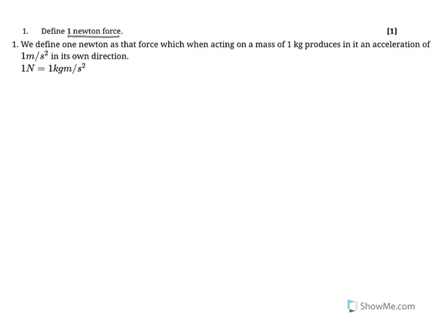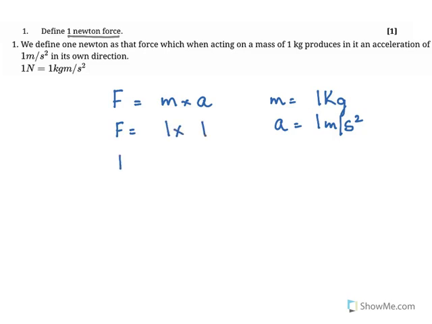Define 1 Newton. The formula for force is F equals m into a. So if mass is 1 kg and acceleration is 1 meter per second square, then F equals 1 into 1, and F is 1 Newton. So 1 Newton is defined as the force which, when acting on a 1 kg body, produces an acceleration of 1 meter per second square.